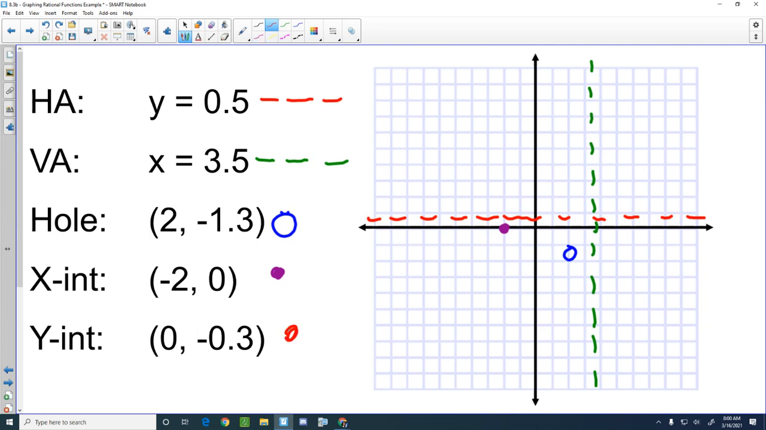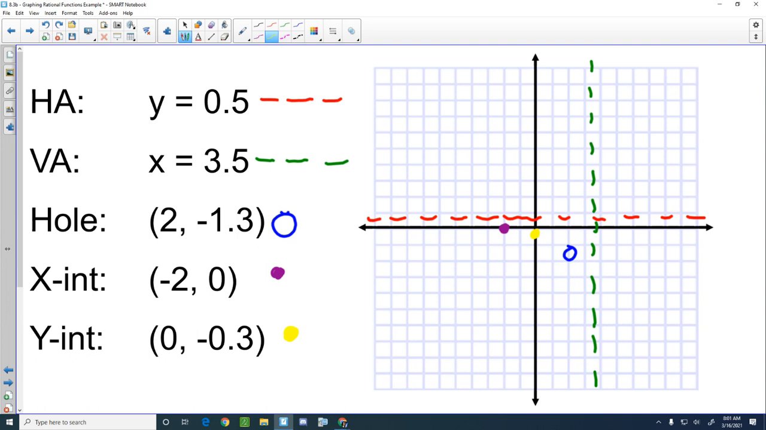And then for the y-intercept, I already used red. Same idea, it's a closed circle or a filled in circle at 0, comma, negative 0.3. So that's like barely below the origin, just a tiny bit. Just down from the origin just a little bit. 1/3 of the way down, between 0 and negative 1.